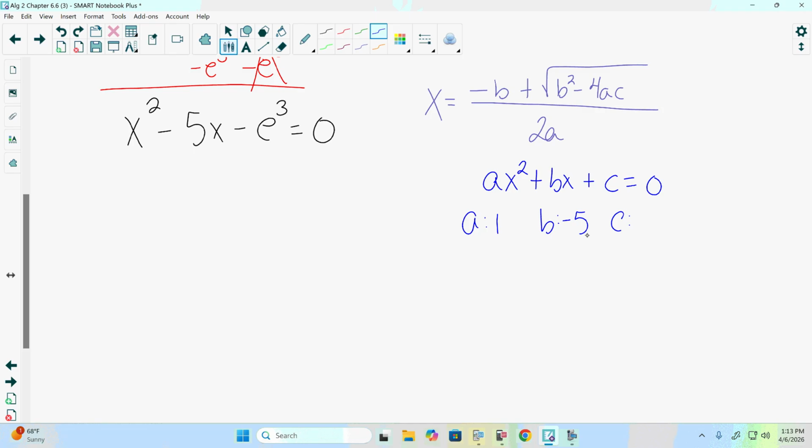Almost. Negative e cubed, because we have the sign in front of it. Minus e cubed, so it's negative e cubed. Now, it seems odd that we can do this, but remember, e is just a number. It's just taking the place of that number. It's an irrational number, but it still works.